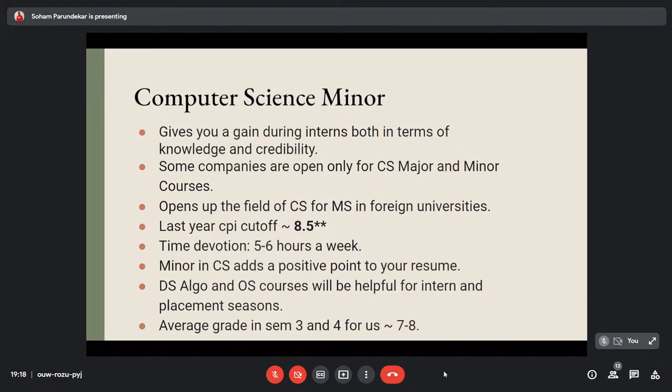The average grade in SEM 3 and 4 for us was 7 to 8, and in SEM 5 and 6, our seniors this year had around 7 in computer systems, and in computer architecture, many people even got a 5. So the grading was a little harsh, depending on the professor. But if you're ready to put in the effort, and you do want to show your minor marks on your resume, then take this minor.